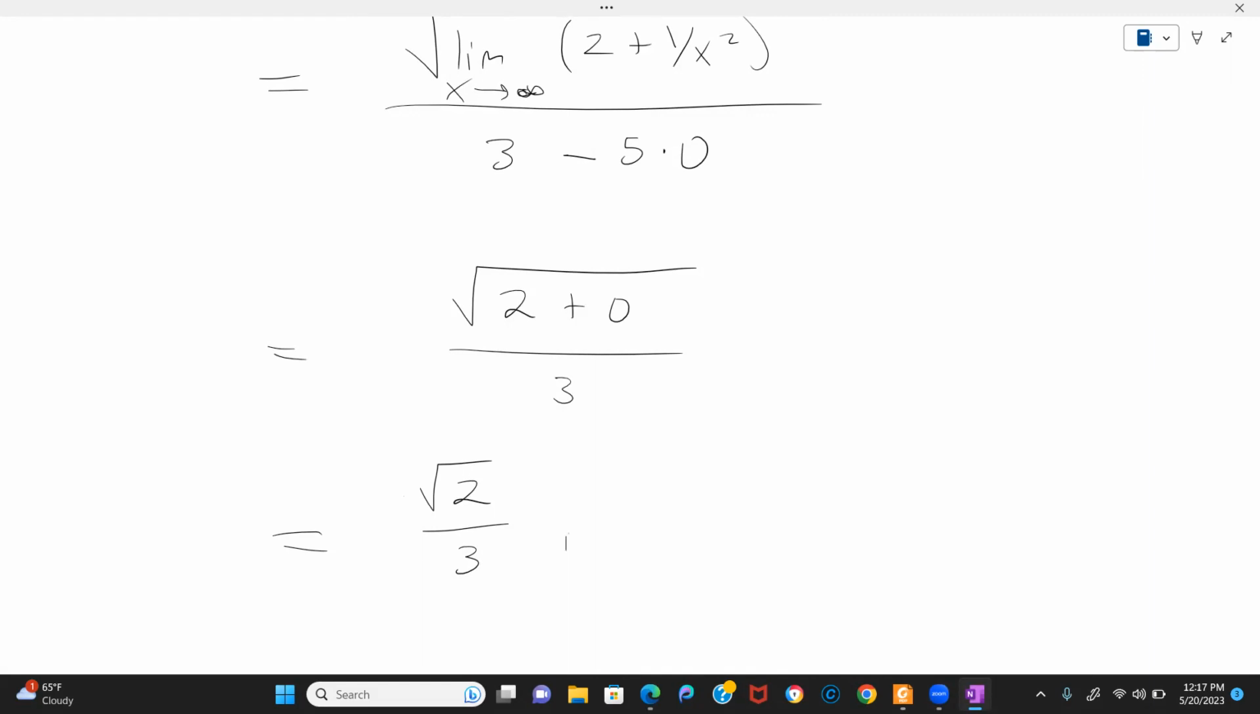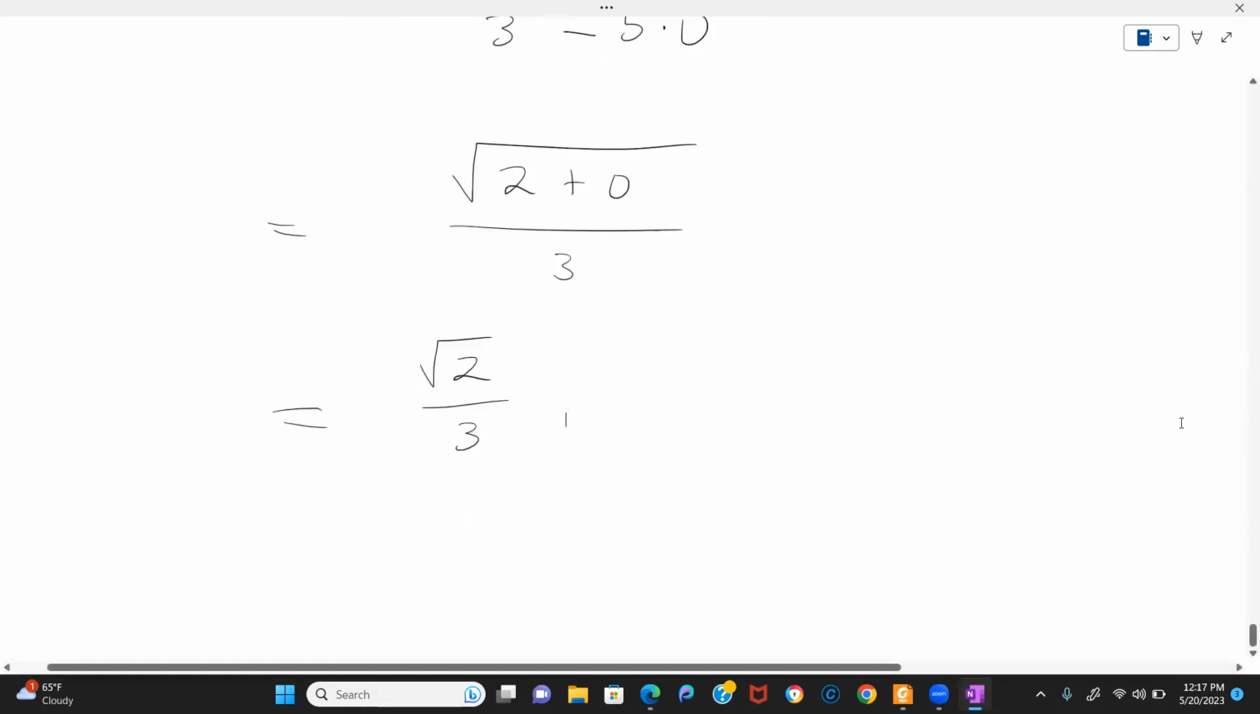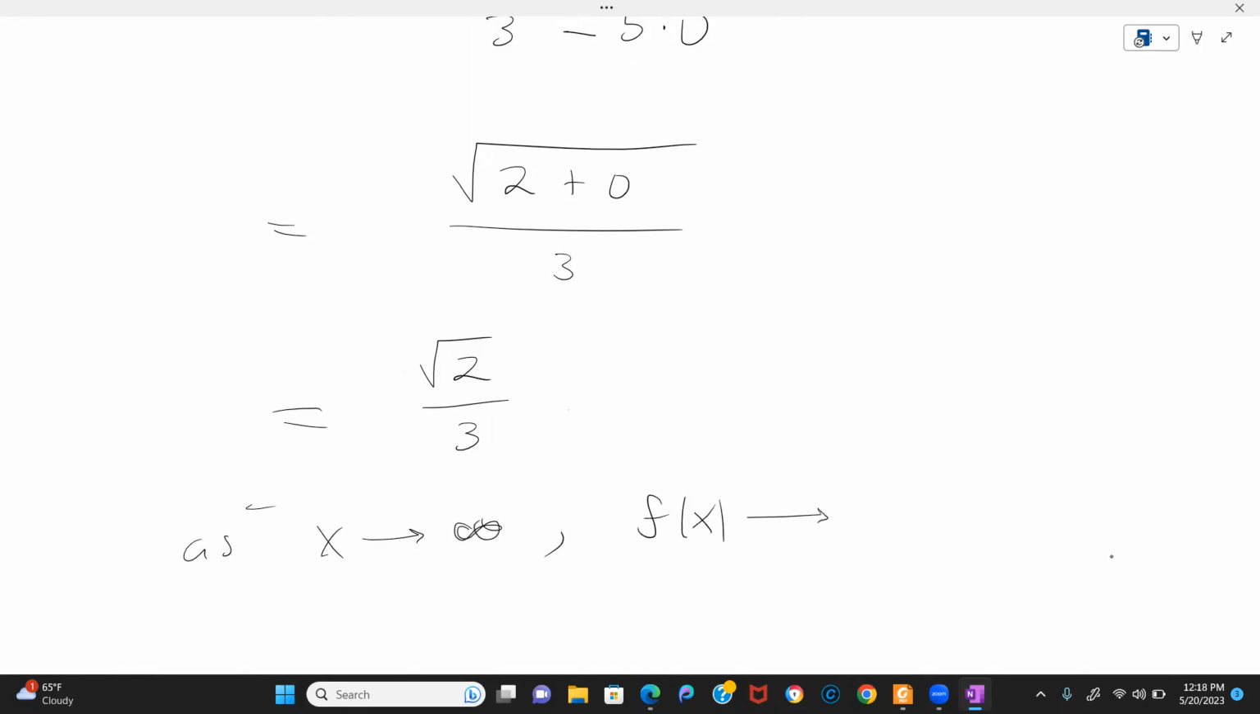All right, so now, I'll leave it to you to read, just for the sake of time. There's a second part to this problem. So this is just considering when x goes to infinity, and this shows that as x goes to infinity, f of x goes to square root of 2 over 3. So this implies that the line y is equal to square root of 3 over 2 is a horizontal asymptote.